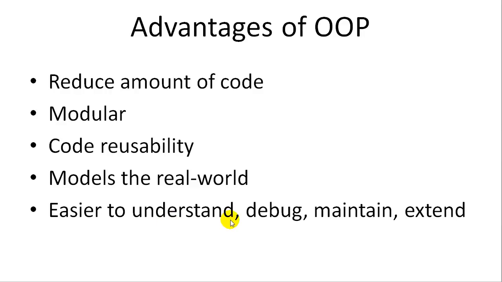It's easier to understand, debug, maintain, and extend your code. If I want to add an additional function onto reptile, I can easily do that, just using the reptile class. It doesn't have to affect any of my other code. It's easier to debug because I'm debugging a much smaller block of code. It's easier to understand and maintain the code. So these are some advantages of object-oriented programming. Now let's look at some actual code and implementation.